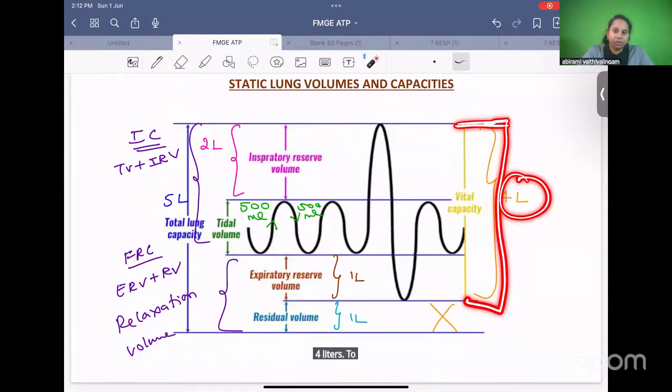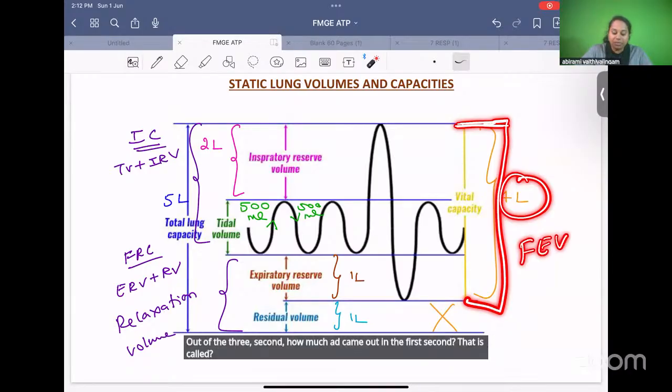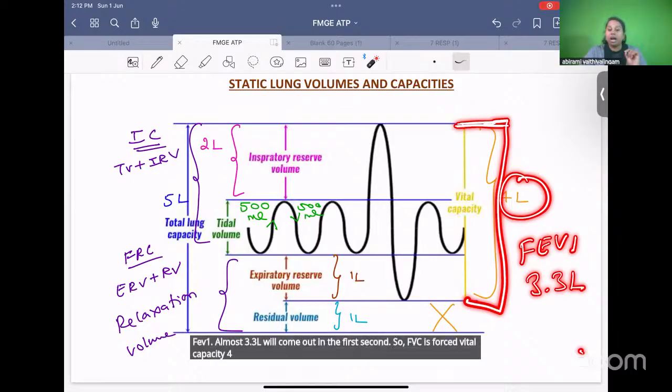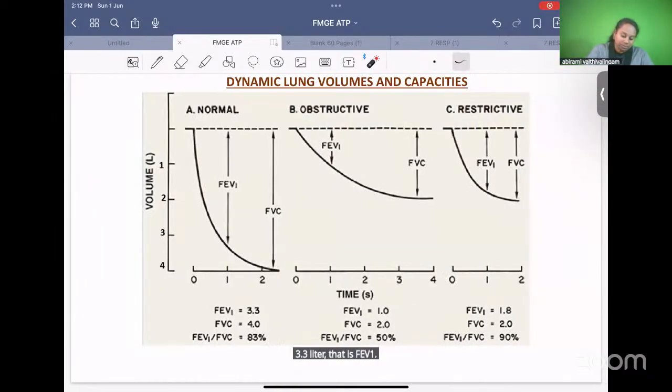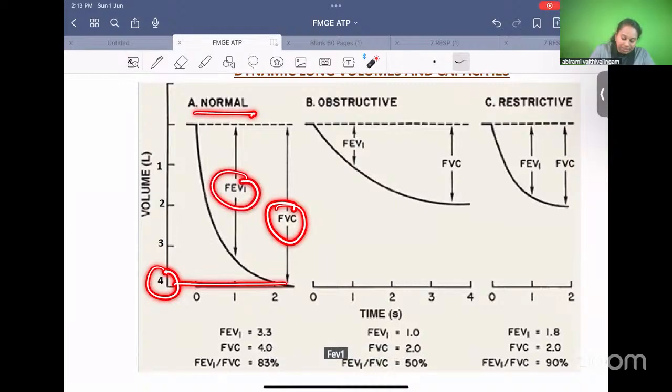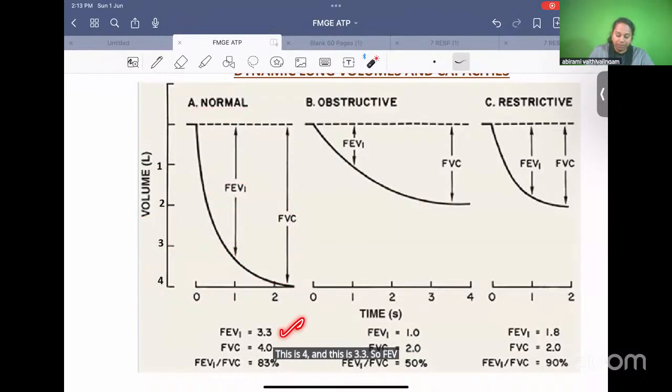To send out this 4 liters, it will take at least 3 seconds. Out of the 3 seconds, how much air came out in the first second? That is called FEV1. Almost 3.3 liters will come out in the first second. So FVC is forced vital capacity, 4 liters. Out of this, how much came out in the first second? 3.3 liters. That is FEV1. So we'll mark this in the graph. Normally, FVC is around 4 liters. FEV1 means in the first second, it is around 3.3 liters. This is 4 and this is 3.3. So FEV1 is 3.3, FVC is 4.